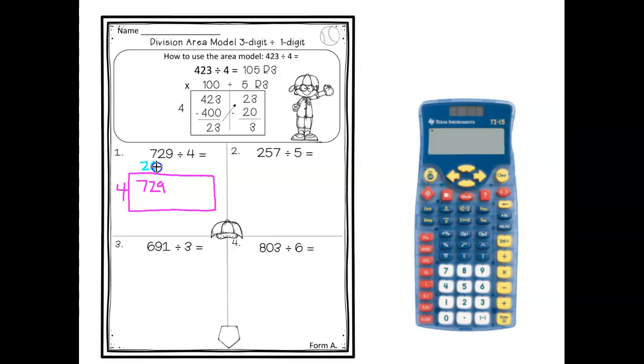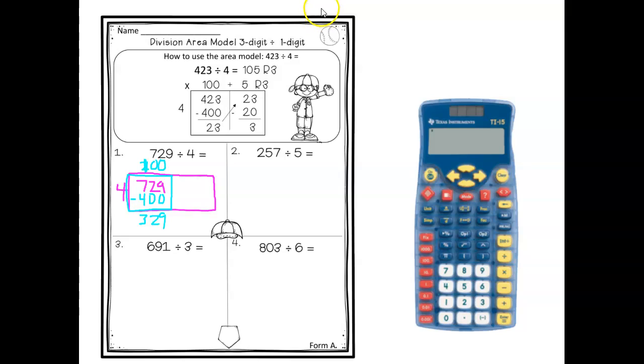So I'm going to put 200 up here. Oh, sorry, not 200. 100. Just scratch that out. 100 groups of 4, because 200 groups of 4 is too high. So 100 groups of 4 would be 400. And I subtract, because this rectangle right here only has an area of 400. I need the entire rectangle to be an area of 729. So I still have 329 left to go.